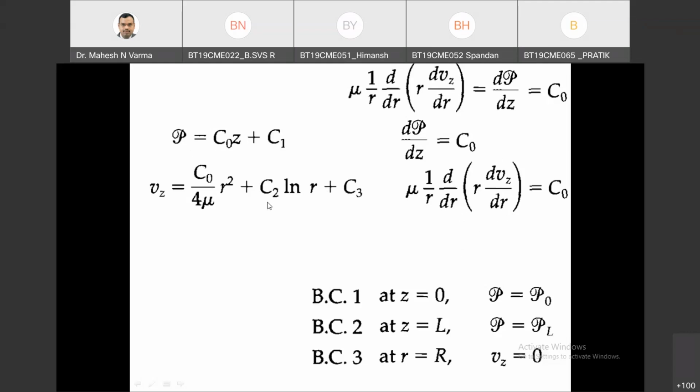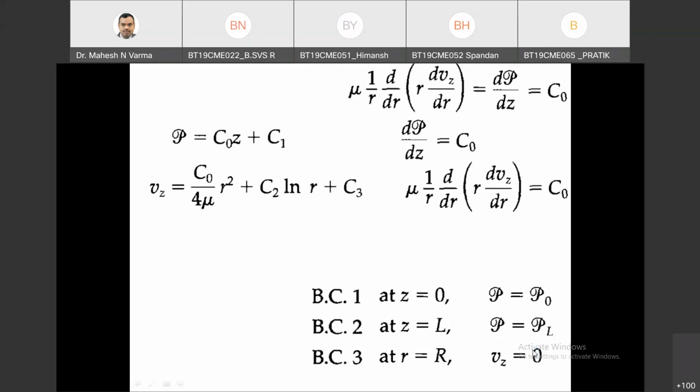To estimate C2 and C3, I need two boundary conditions for velocity, but there is only one boundary condition for velocity. What will be another boundary condition for velocity? Anybody in the class? So, got the point?